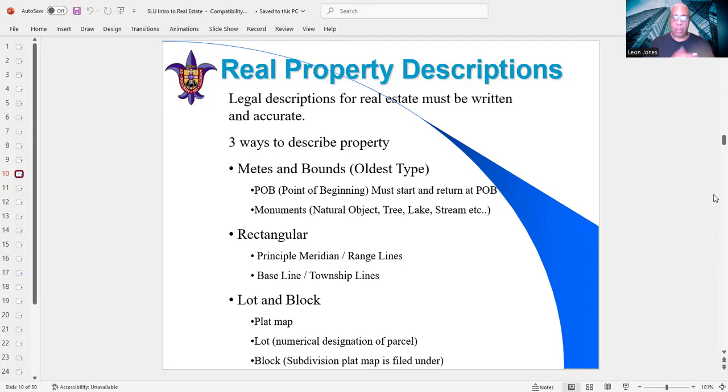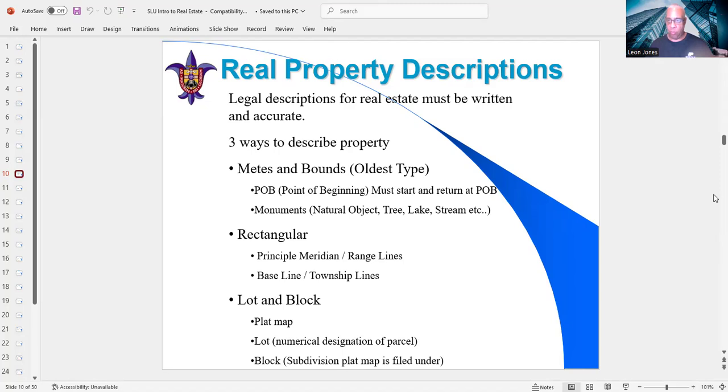And then we look at rectangular, principal meridian and range lines, baseline, township lines. Where do we get that? So I'll tell you where we get that. We get that in what we call a public land surveying system. So meets and bounds, that's the oldest type. So a state like Maryland and Pennsylvania, they use meets and bounds, which you deal with bearings and distances. Where Ohio is where it starts, they deal with townships and ranges.